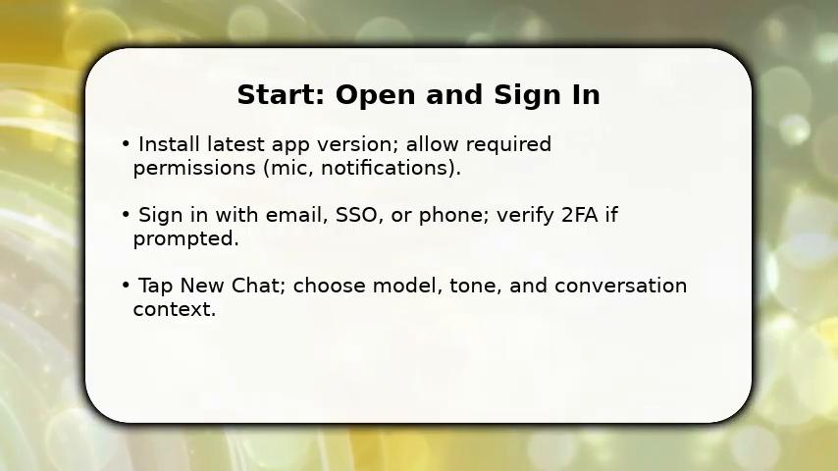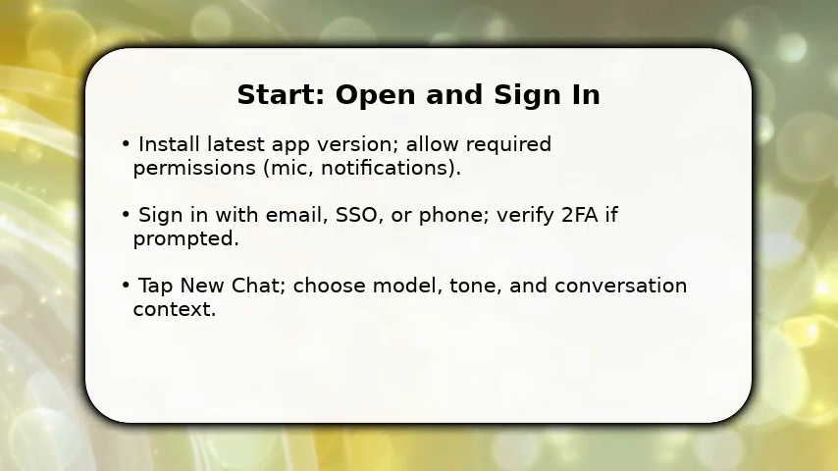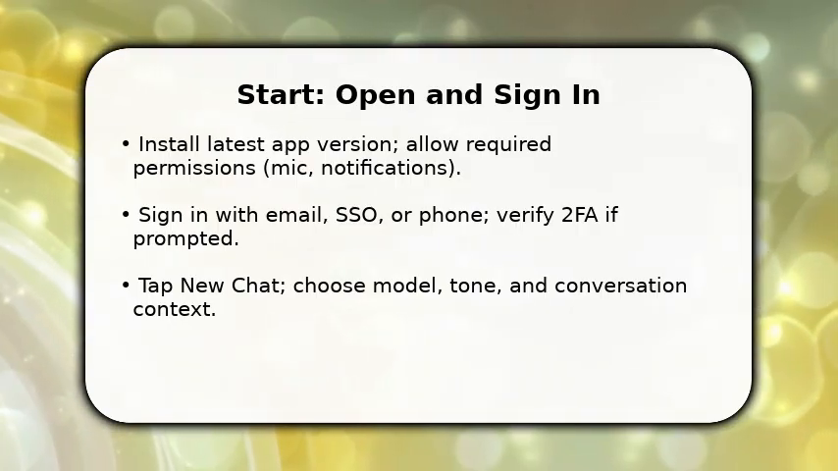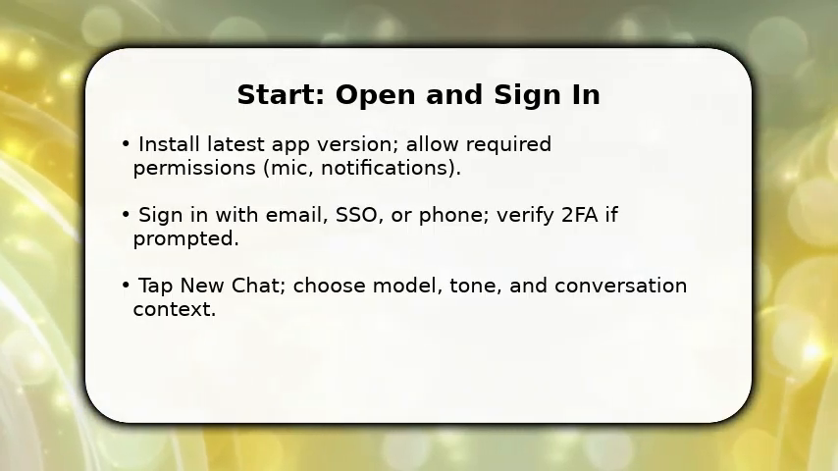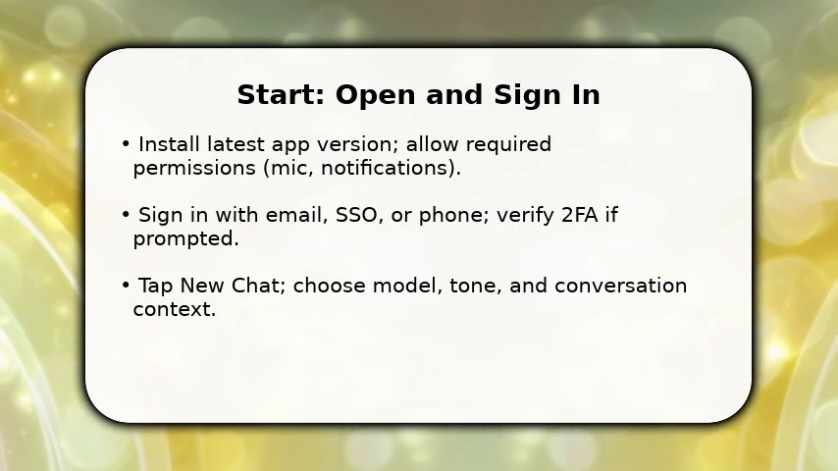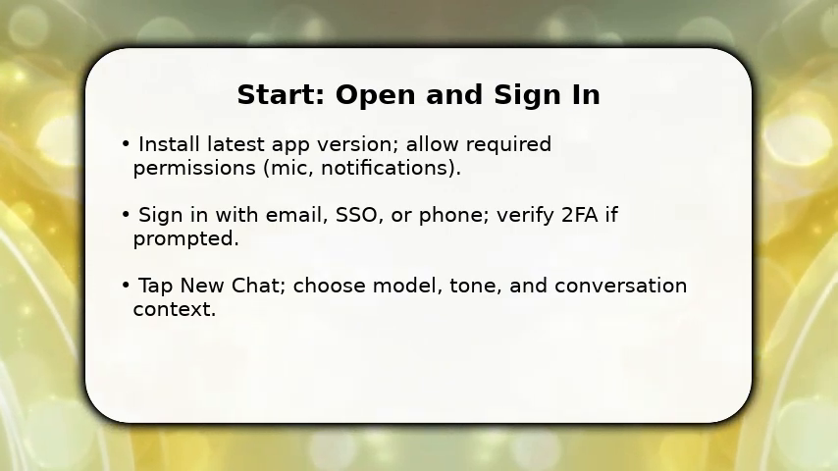Next, tap New Chat and select the model and tone that fit your goal: concise, creative, or technical. Explain context briefly so the bot adapts. A one-sentence goal goes a long way. Now focus on how to prompt the bot to get useful output.